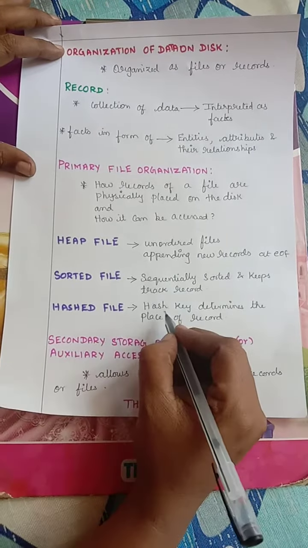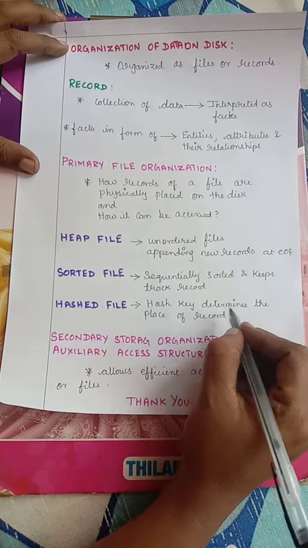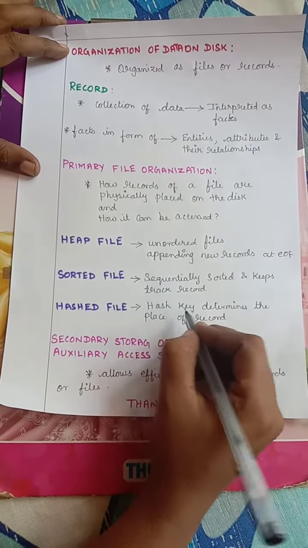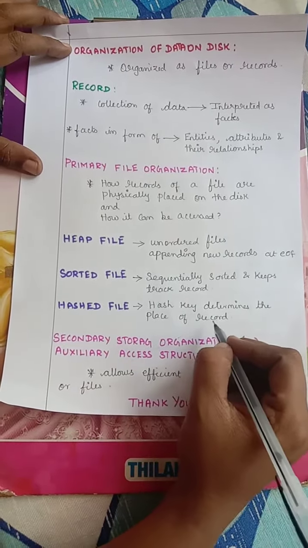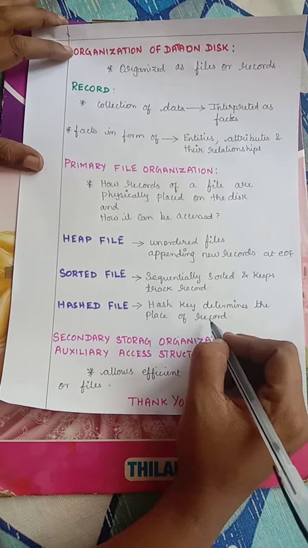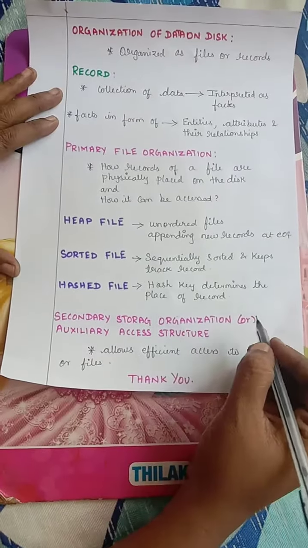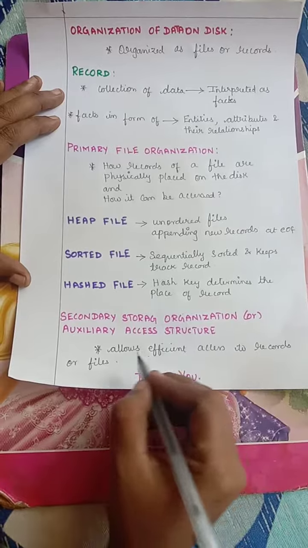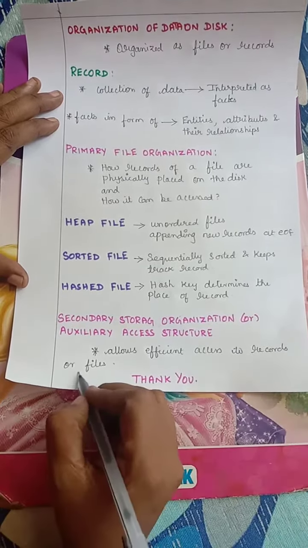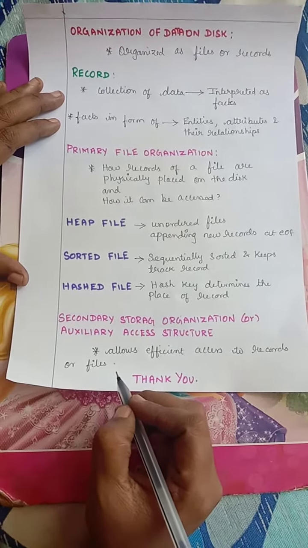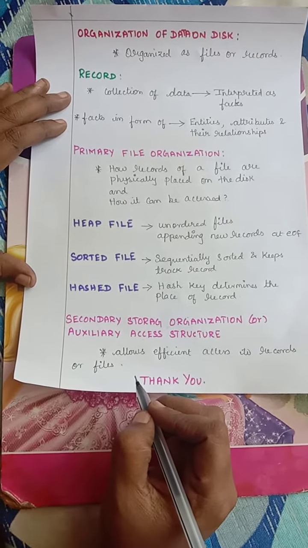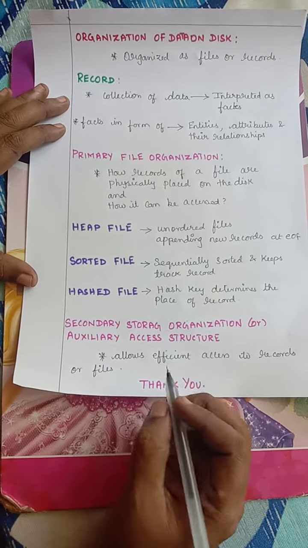Hashed file: a hash function is used to generate a hash key. That hash key is used to determine where the record has to be placed and from where the record has to be retrieved. The secondary storage organizations are also called auxiliary access structures, which allow efficient access to the records or files. That's it about the storage of databases, which is part 2 of record storage and primary file organization.